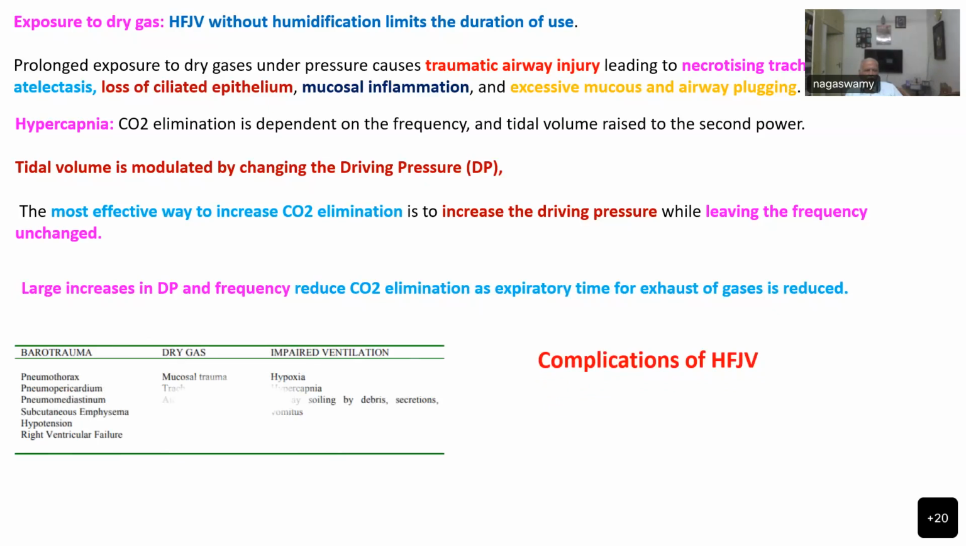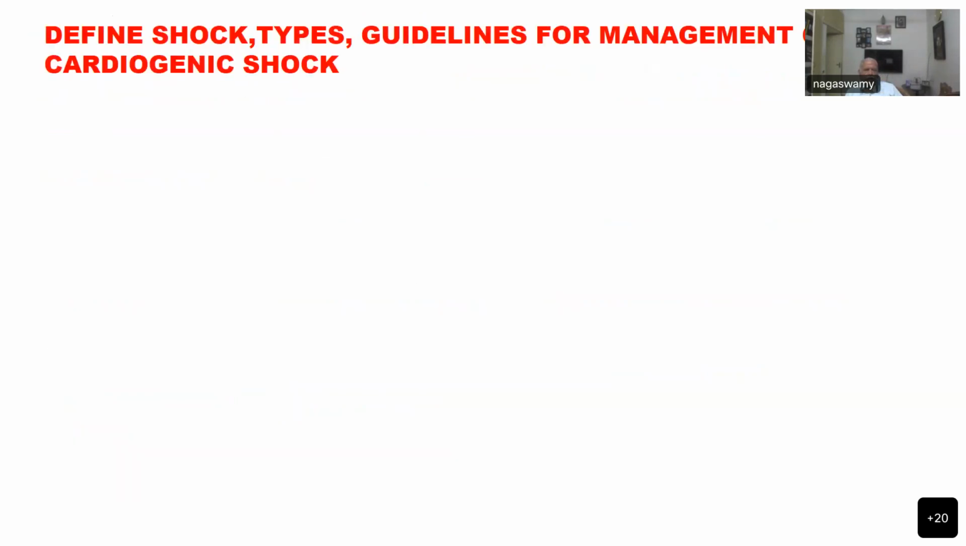Now coming to the complications, of course again whatever has been mentioned is given in this tabular form so that you can easily remember. Barotrauma, in the form of pneumothorax, pneumopericardium, pneumomediastinum, subcutaneous emphysema, hypotension and right ventricular failure, all because of high pressure. Because of dry gas, mucosal trauma, tracheal necrosis and atelectasis. And sometimes impaired ventilation will lead to hypoxia, hypercapnia, and airway soiling and debris infiltrations.